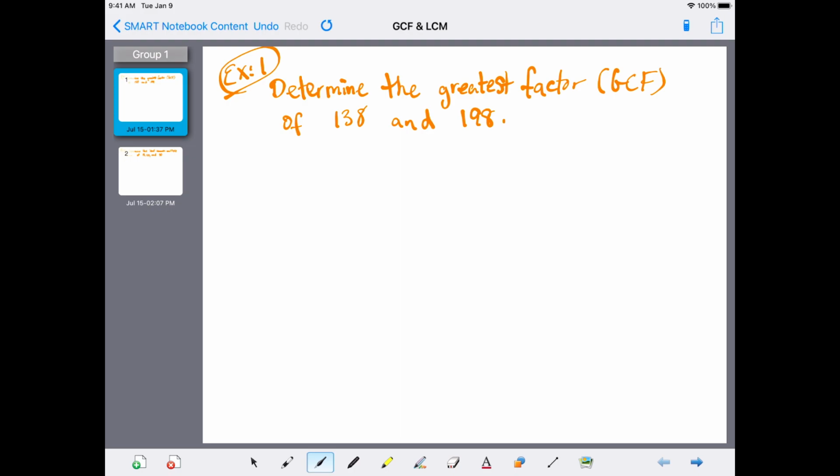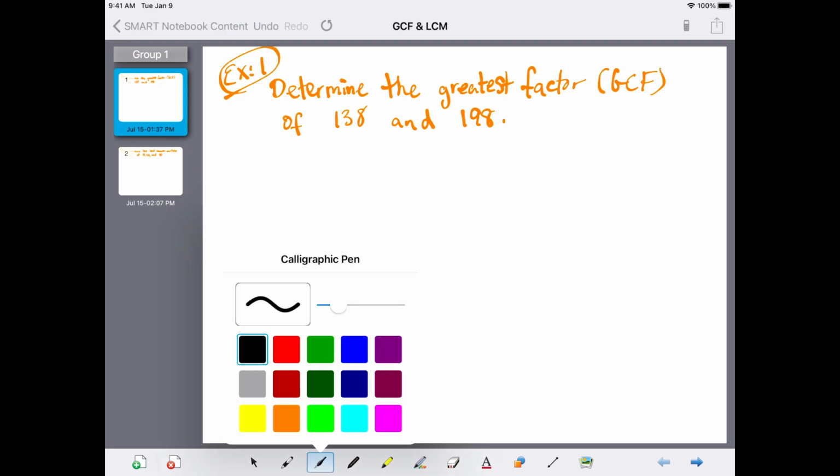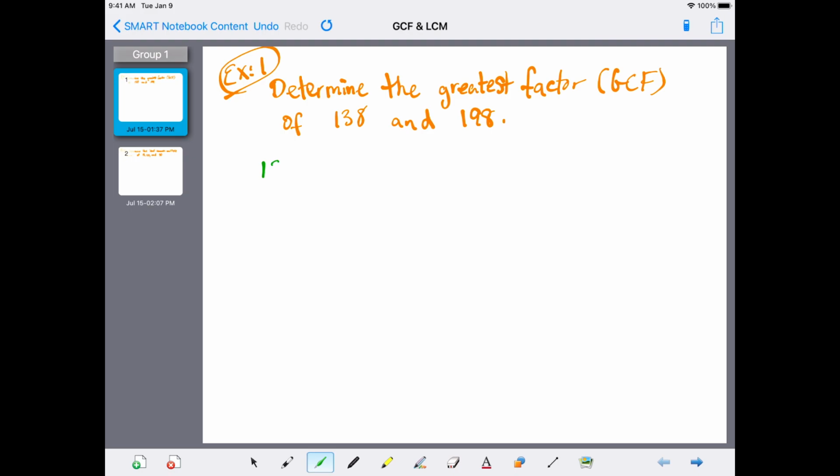To start, we're just going to do what we did in the last video. So we're going to find the prime factorizations of each of 138 and 198. So 2 times 69 gives us 138. 2 is prime, so we can't take that any further. But 3 times 23 is equal to 69, and both 3 and 23 are now prime, so we can't take this one any further either.